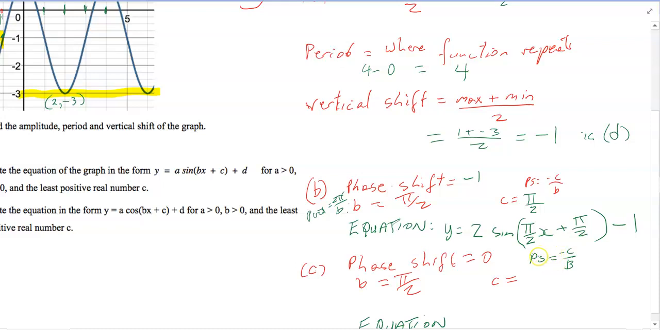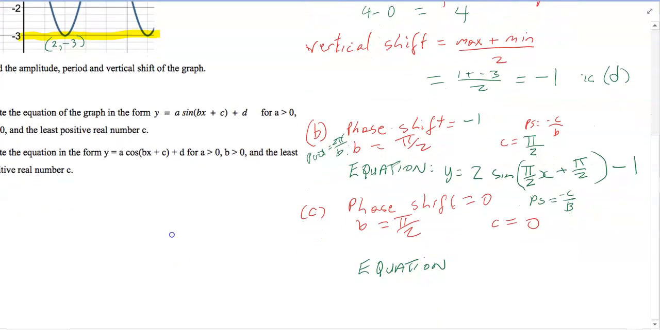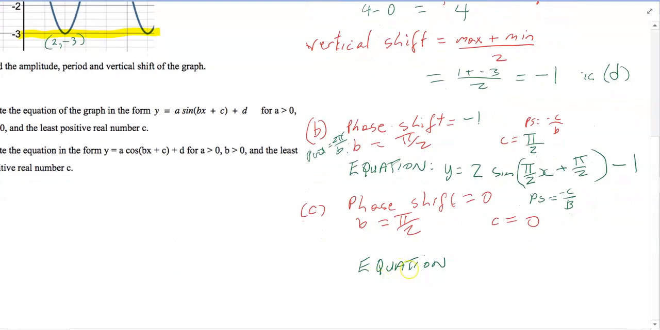Again, phase shift is negative c over b. 0 for the phase shift times any number gives you 0. So negative c is equal to 0. So c will be equal to 0. Now we have enough information to write our equation. Our equation then will be y is equal to, or f of x will be equal to 2 cosine of pi over 2 x, then c is 0, so plus 0, then minus 1. All right, and that is our answer.